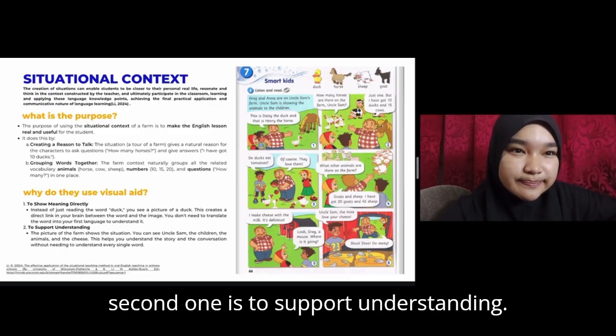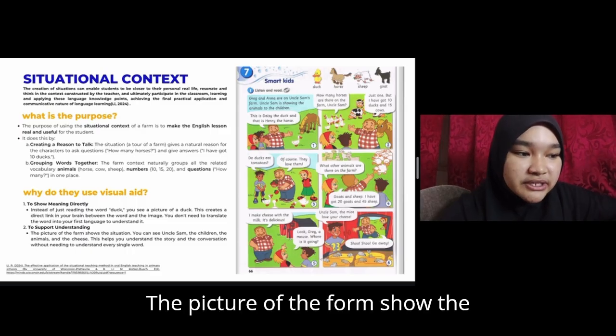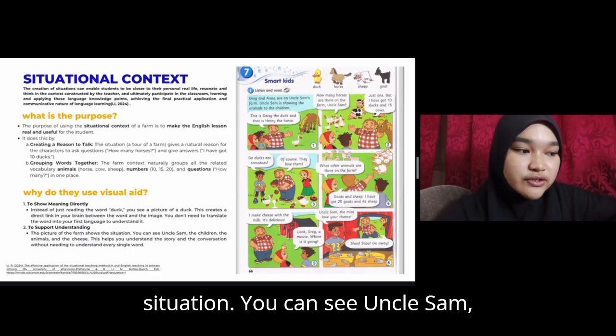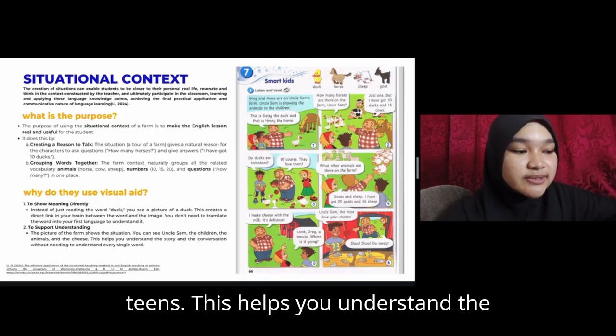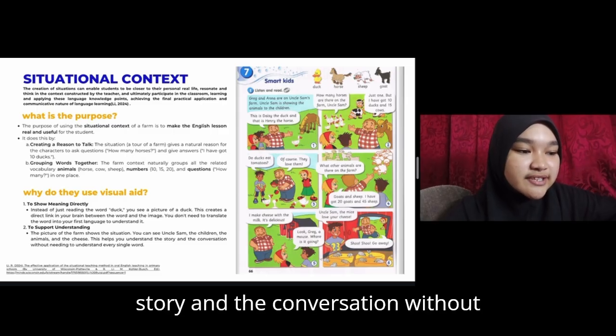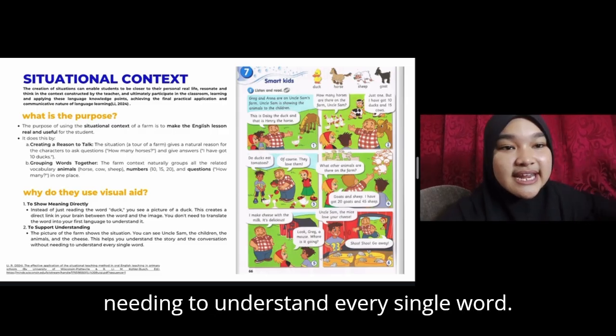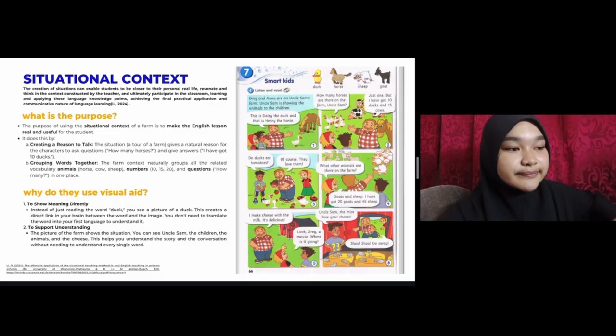And the second one is to support understanding. The picture of the farm shows the situation. You can see Uncle Sam, the children, the animals, and the cheese. This helps you understand the story and the conversation without needing to understand every single word.